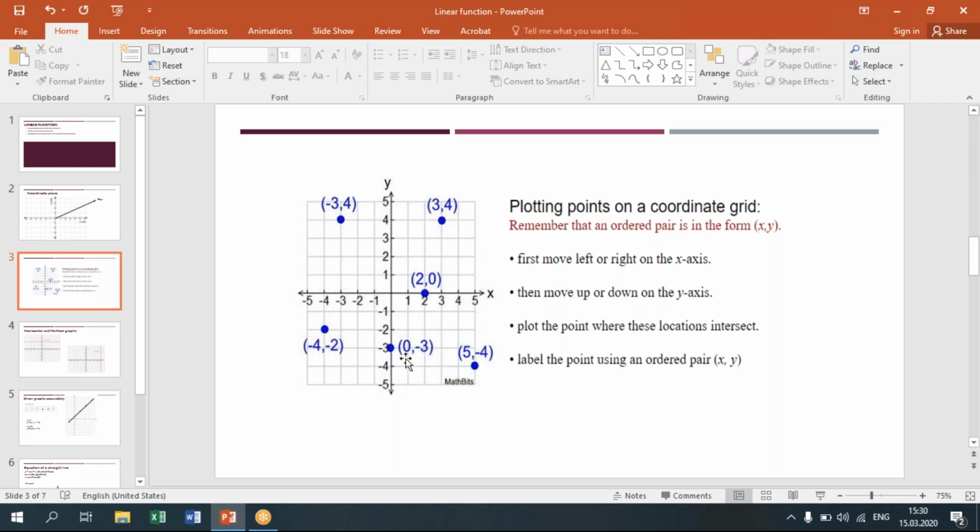0 and -3. In this case, x is equal to 0, but y is equal to some integer, -3. That's why we don't need to show this 0 on x-axis, we just have to show -3 on y, and that's all. Just show the point -3 and give the name, let's say 0 and -3 for this point.